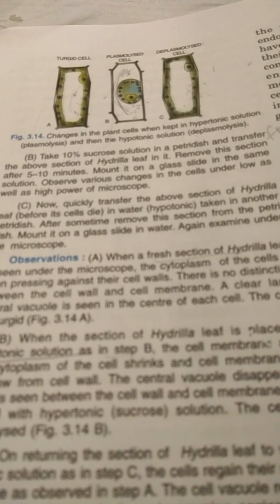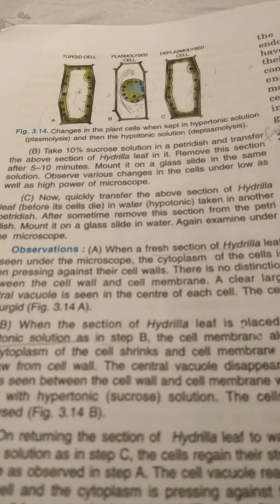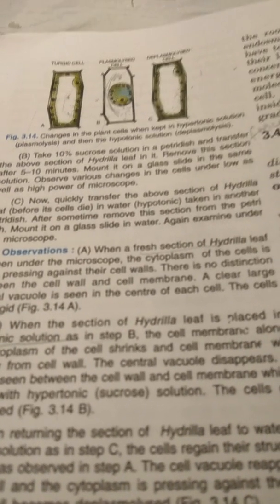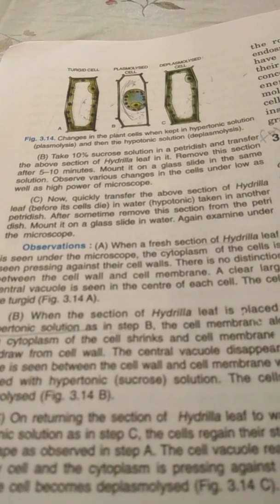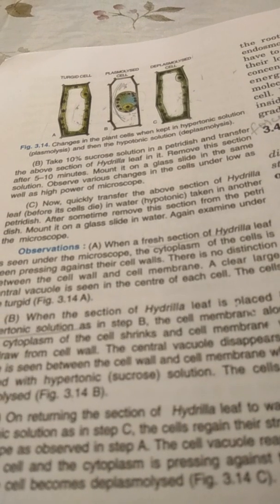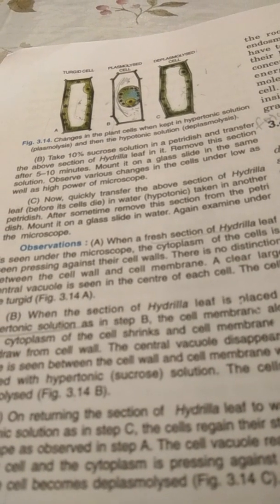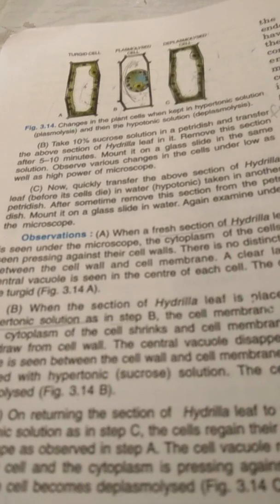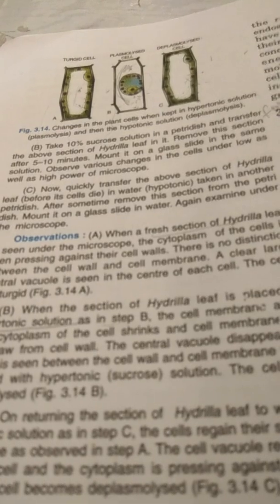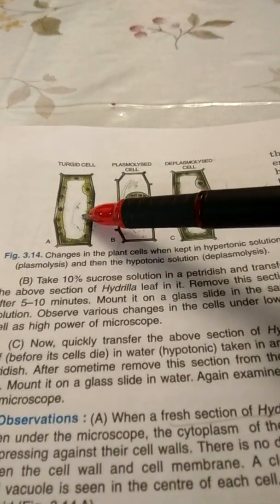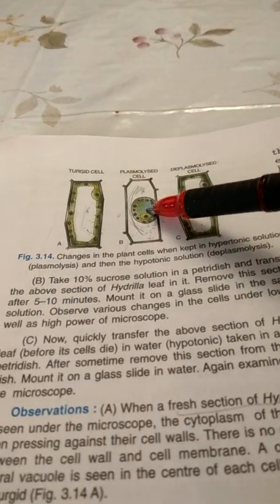Then in setup B, we'll take a 10% sugar solution in a petri dish and transfer the above section of setup A of Hydrilla leaf in it. We will remove this section after 5 to 10 minutes. We will mount it on a glass slide in the same solution and observe various changes in the cell under the low as well as high power microscope. This is setup A and this is setup B.